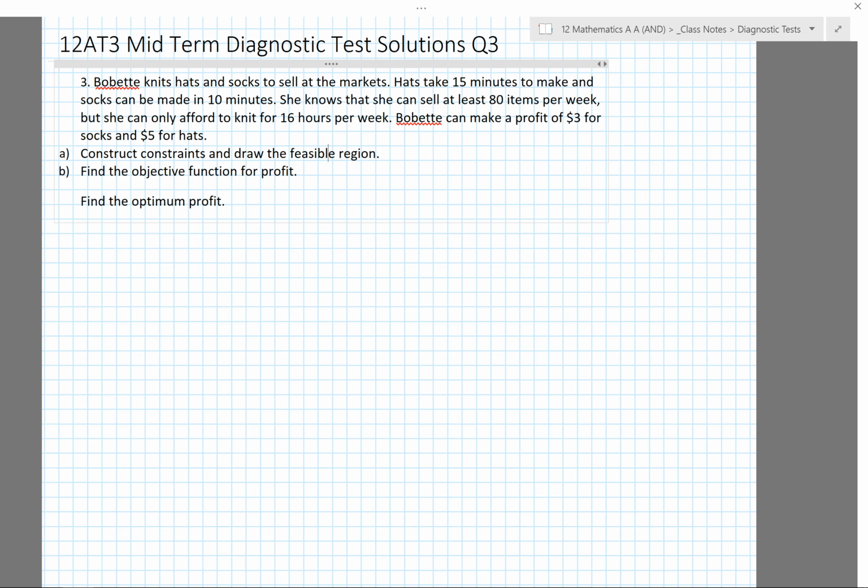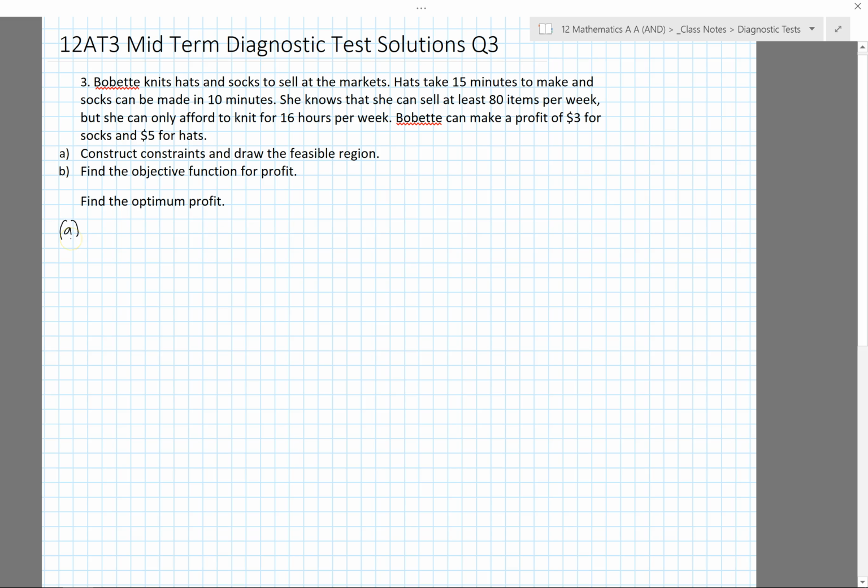So read the scenario. Babette knits hats and socks to sell at markets. Hats take 15 minutes to make and socks can be made in 10 minutes. She knows she can sell at least 80 items per week, okay? All types of hats and socks, but she can only afford to knit for 16 hours per week. Babette can make a profit of $3 for socks and $5 for hats. Okay, so part A, construct the constraints and draw the feasible region.